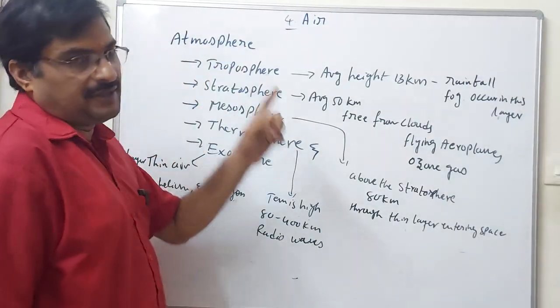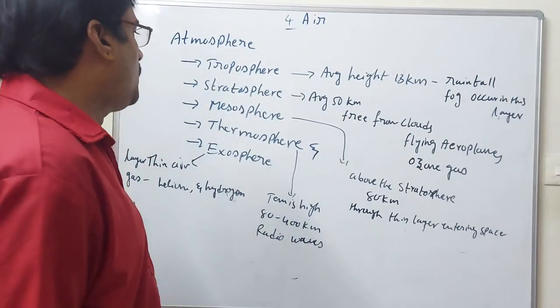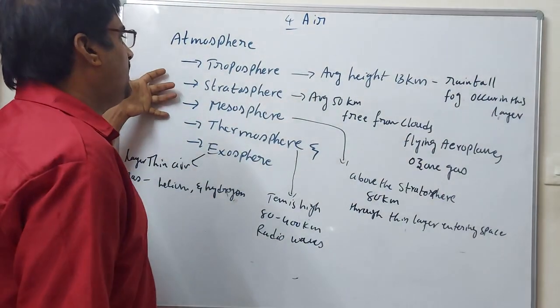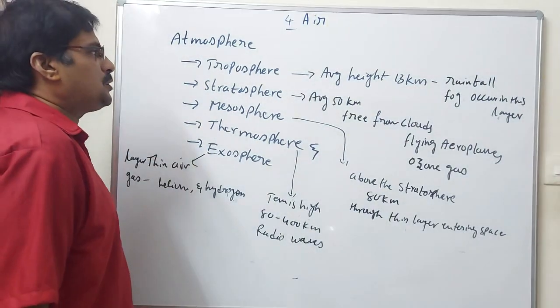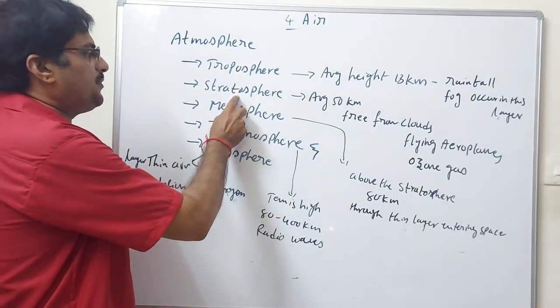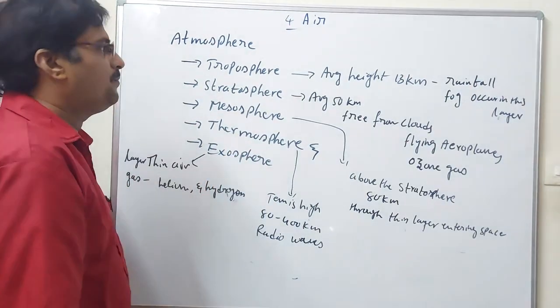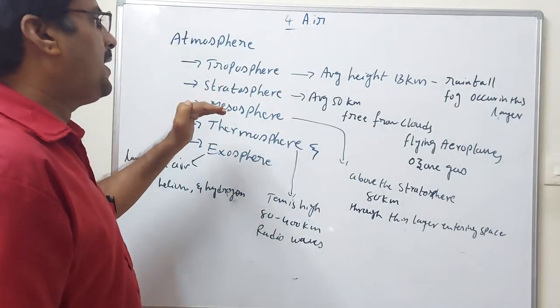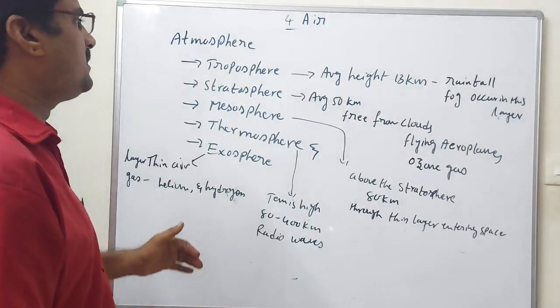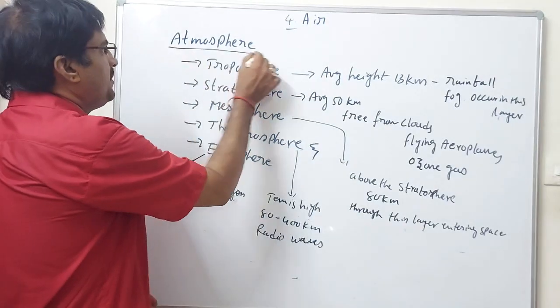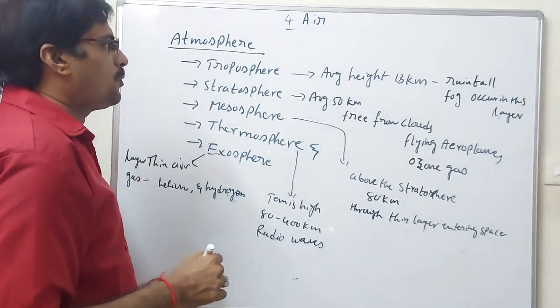Now the atmosphere has very important layers. Actually, there are 5 layers in the atmosphere: the troposphere, stratosphere, mesosphere, thermosphere, and exosphere. Now we are going to discuss the troposphere. The first layer of the atmosphere is the troposphere.